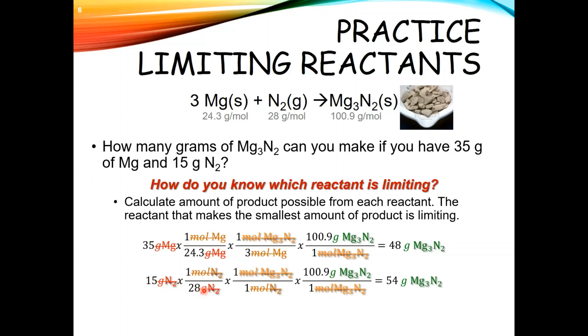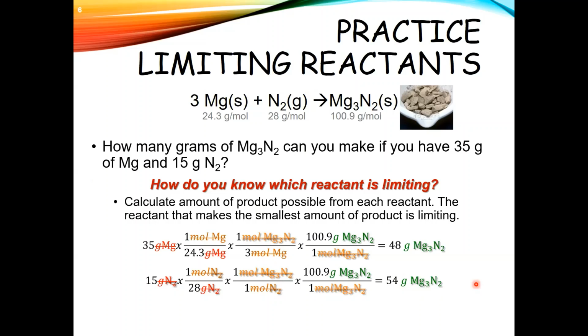We need to divide by the molecular weight of nitrogen, then multiply by the mole ratio between the magnesium 3 nitrogen 2 and nitrogen. That is a 1:1 ratio. And then, of course, again, we're going to multiply by the molecular weight of our Mg3N2. And that is going to give us a total of 54 grams of Mg3N2.